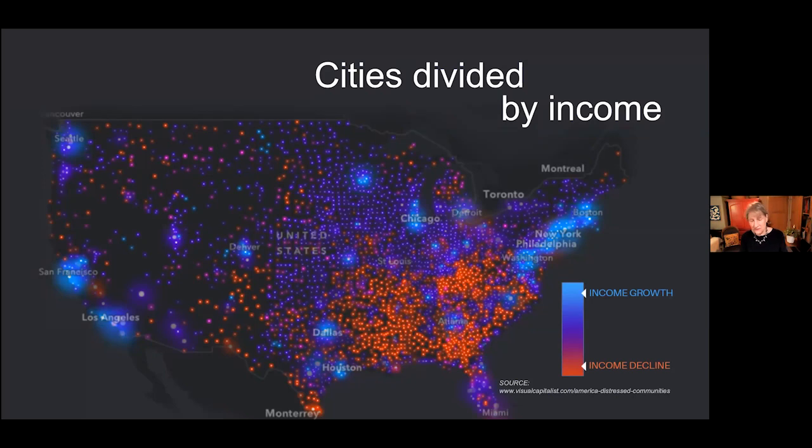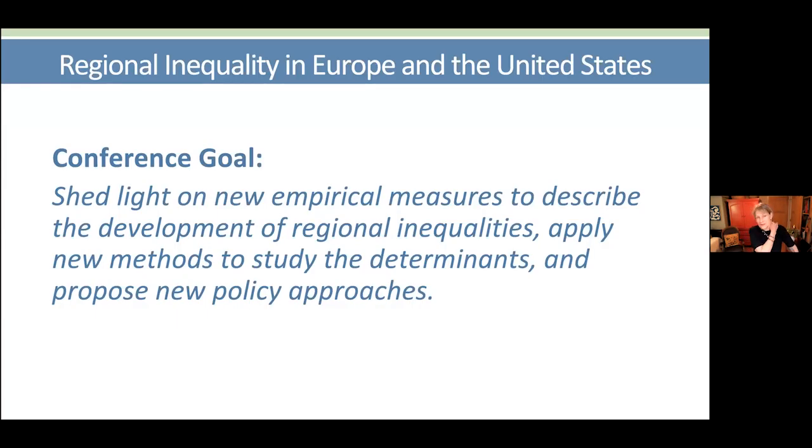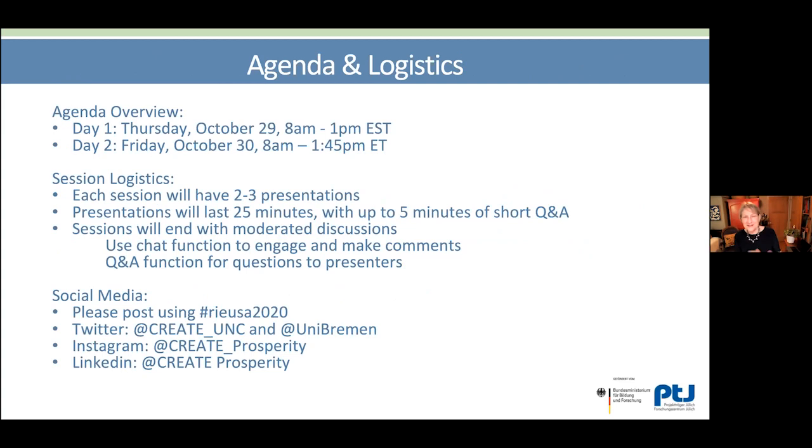And so now we are on the verge of an election, and we'll see a lot of sorting along these party lines. For this conference, our goal is to shed new light on this phenomenon, new empirical measures and new methods, and then also to propose new policy approaches. I think this is the most important question for economic geographers and regional economists to study at this moment.